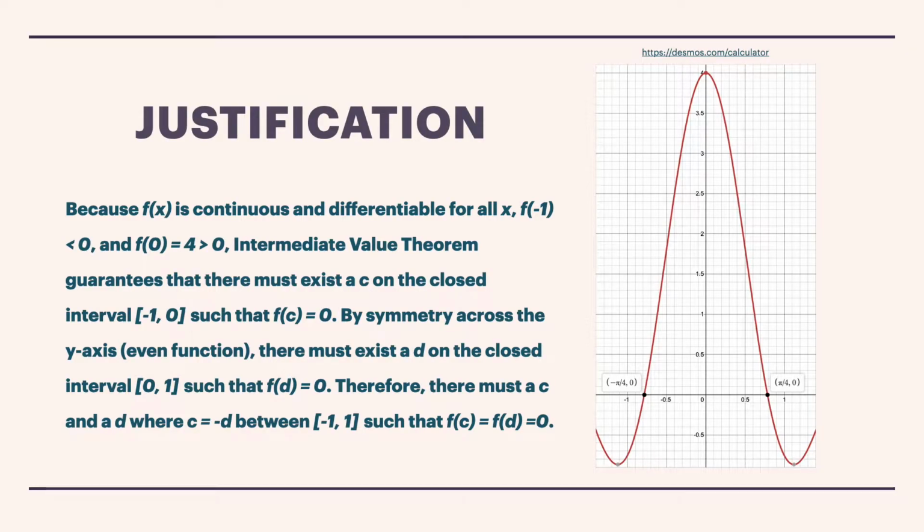A thorough justification would be that because f of x is continuous and differentiable for all x, f of -1 is less than 0, and f of 0 is greater than 0, the intermediate value theorem guarantees that there must exist a c on the closed interval -1 to 0 such that f of c equals 0. By symmetry across the y-axis, there must exist a d on the closed interval 0 to 1 such that f of d equals 0. Therefore, there must exist a c and a d where c equals -d between -1 and 1 such that f of c equals f of d equals 0.